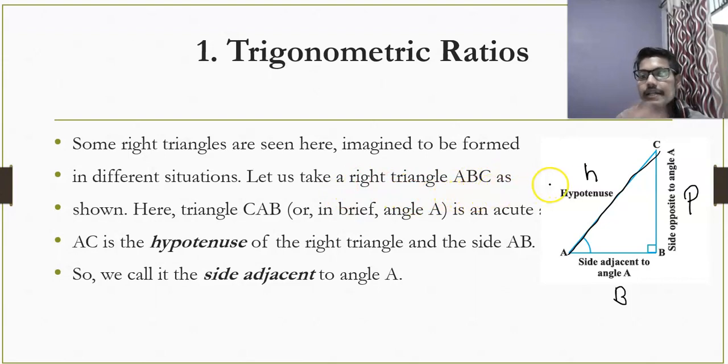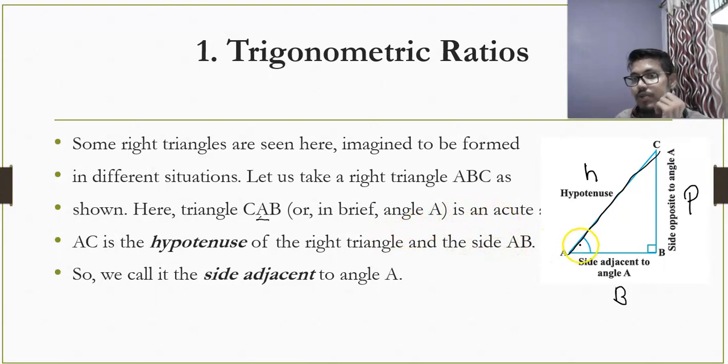Let us take a right angle triangle ABC. Here the triangle CAB. Let's check angle CAB. When we are talking about the angle, just check the middle term. The middle term always shows the angle. Here, if the complete triangle is CAB, how can we know which angle we are talking about? So first we have to check the middle term. So we are talking about the angle A here. We will talk everything about angle A.